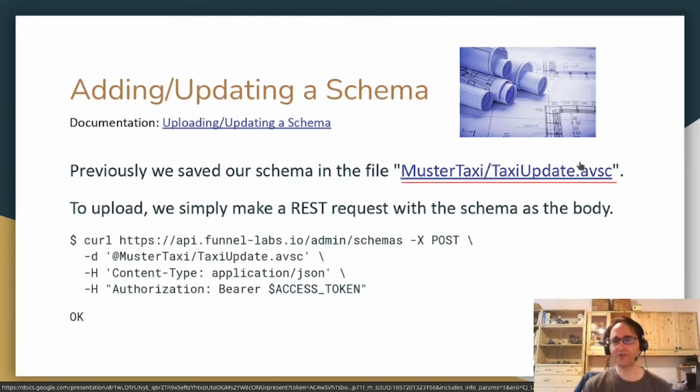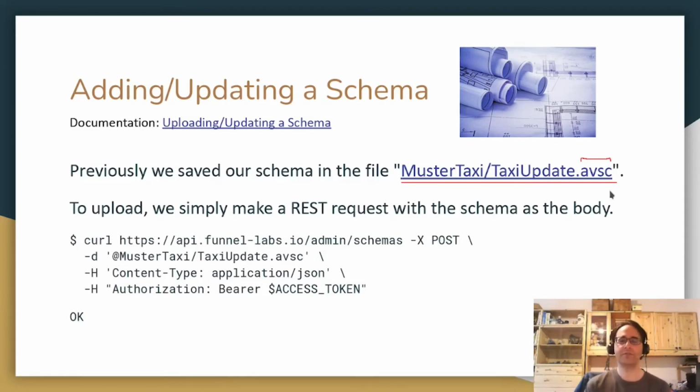AVSC is the standard file extension for an Avro schema, and we're just following that naming convention. All you have to do is make a request to the Funnel system at api.funnellabs.io, go to admin/schemas, and make a POST request. In this case, we're uploading the contents of a file. This little @ symbol just says, as the request body, include the contents of this file. We're declaring the content type to be JSON, and of course authenticating our request.